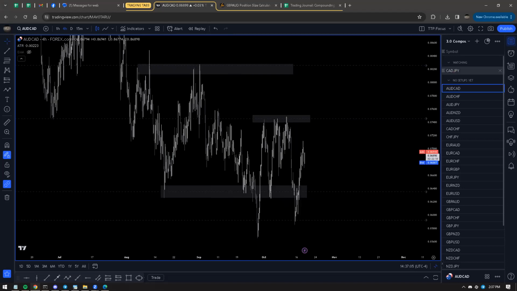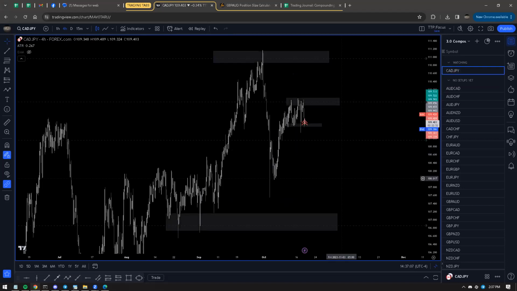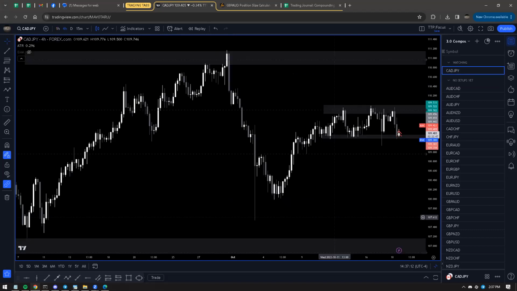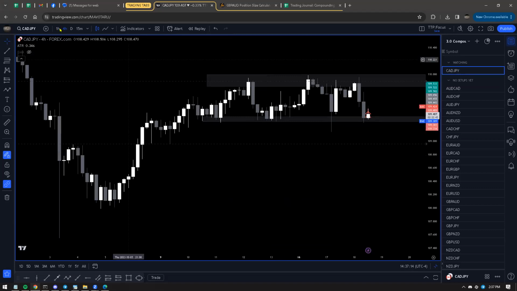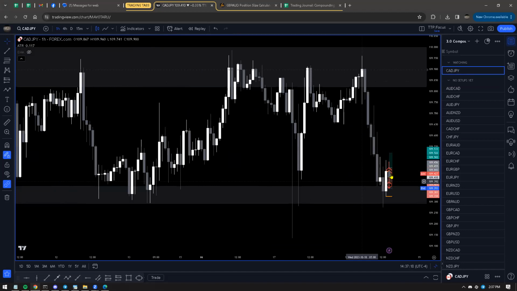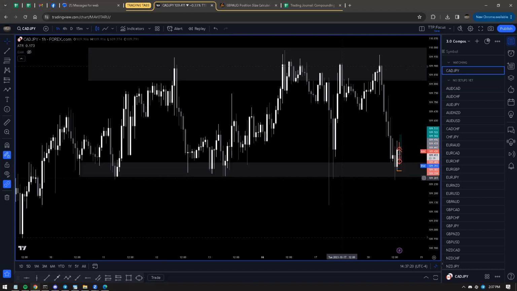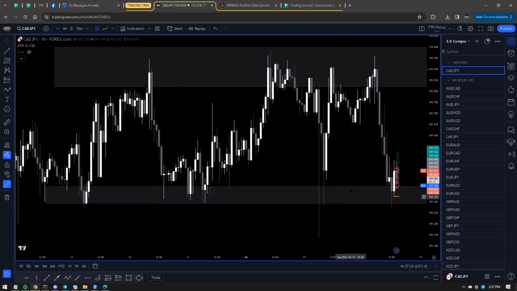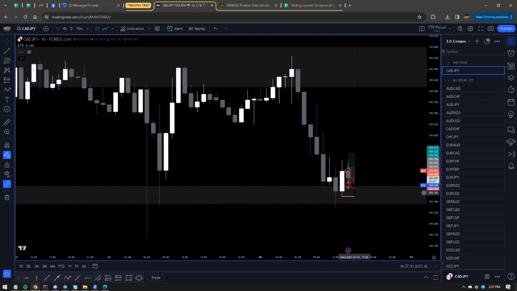The only one I'm currently watching is CAD JPY. I am down here looking at this little zone on the 1 hour, waiting for price to push into the zone here. So I'm using my two candle theory, not necessarily mine, but I'm going to call it mine, my two candle theory, to get into this trade here.